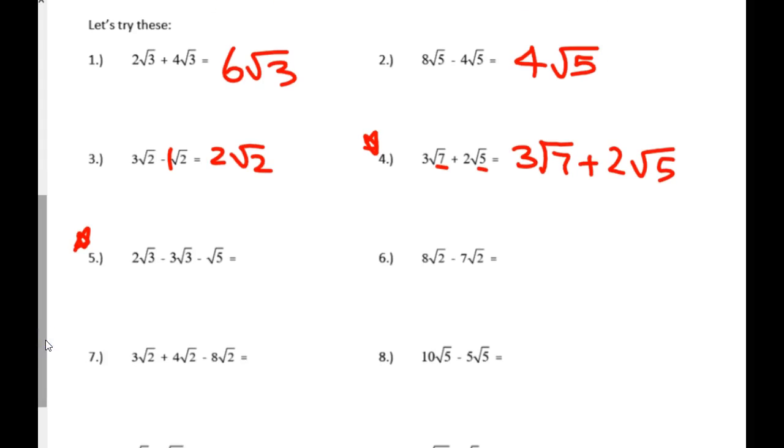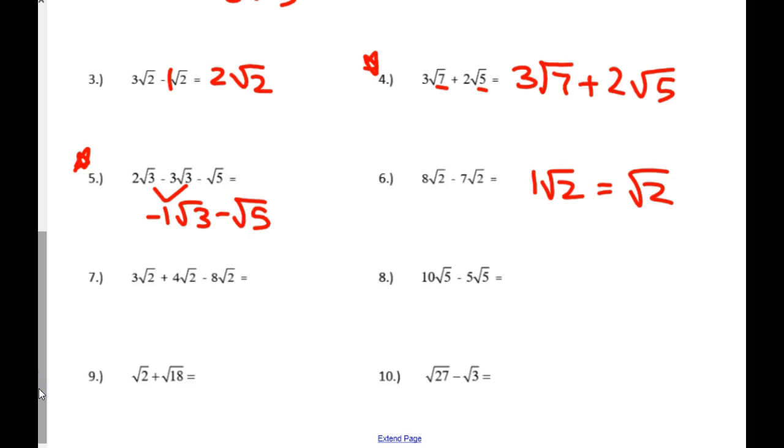Okay. We're going to finish these off in these last 2 minutes. I know the train's going off, but let's finish writing these down real quick. On 5, I can only combine these two because they have the same square root sign. 2 minus 3 is actually negative 1 square root of 3. And then I bring down minus square root of 5 next to it. 8 minus 7 is 1 square root of 2, or just square root of 2.